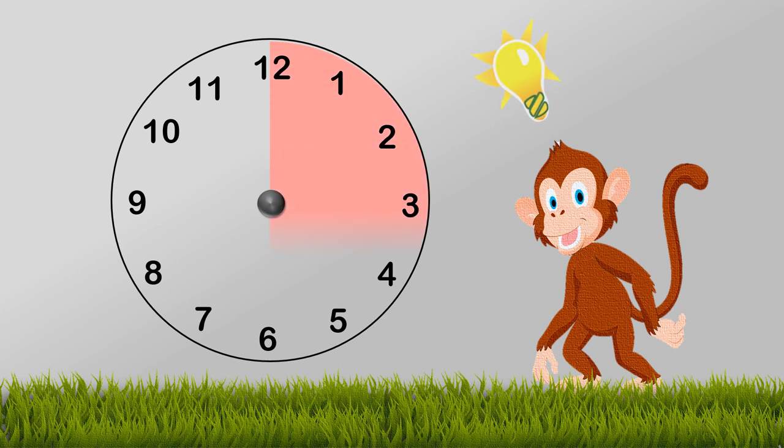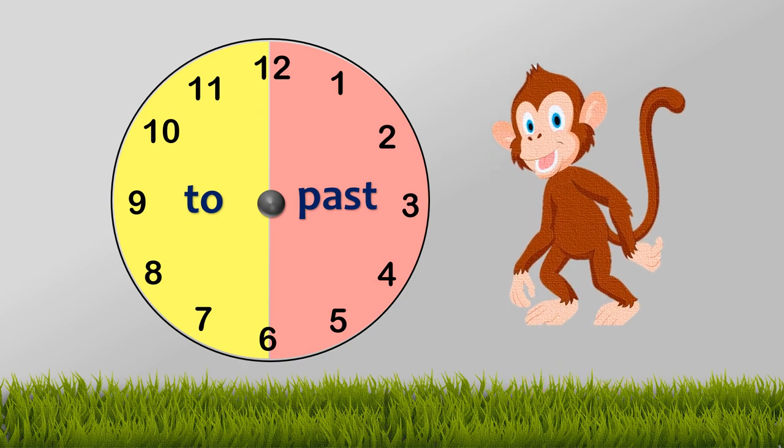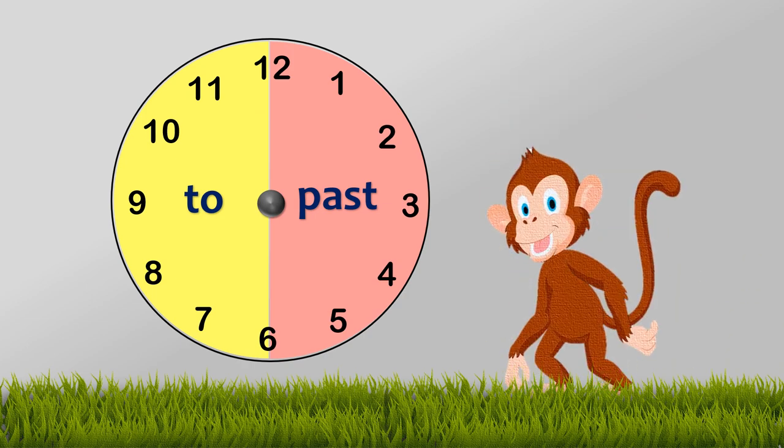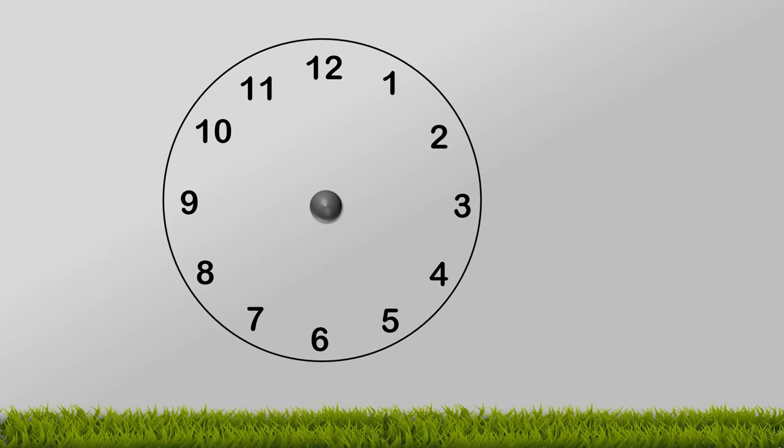Remember that in the first half of the clock, we say minutes past the hour, and in the second half of the clock, we say minutes to the next hour. The minute hand tells how many minutes have passed. At 12, 0 minutes have passed. How many minutes need to pass until we reach the next hour? At this point, let us use minutes to.